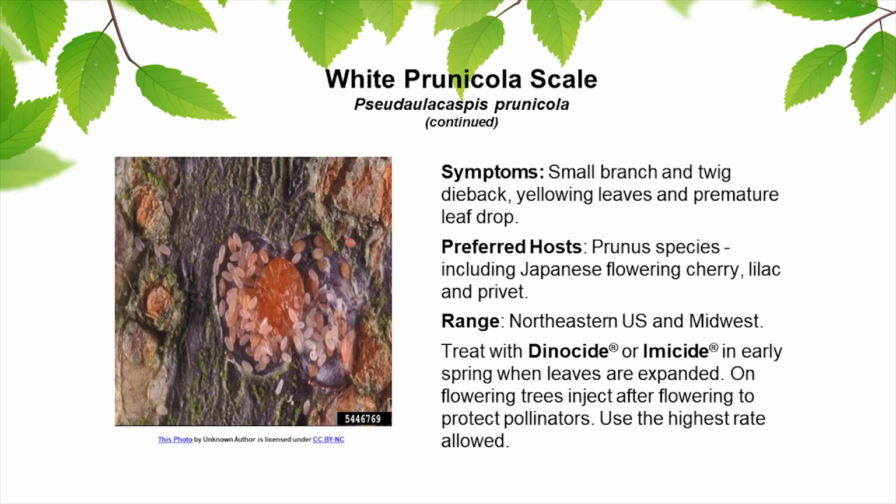White Prunicola Scale preferred hosts are Prunus species, including Japanese flowering cherry, lilac, and privet. Their range is the northeastern and midwestern United States. White Prunicola Scale can be controlled with an application of dinoside or imicide in early spring when leaves are expanded. On flowering trees, inject after flowering to protect pollinators. Use the highest rate allowed.